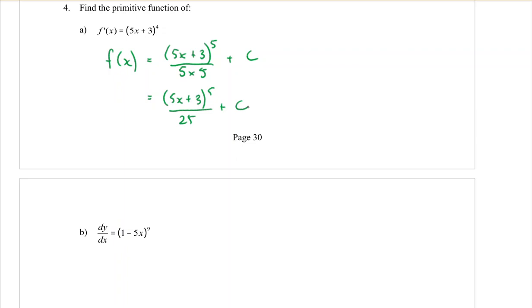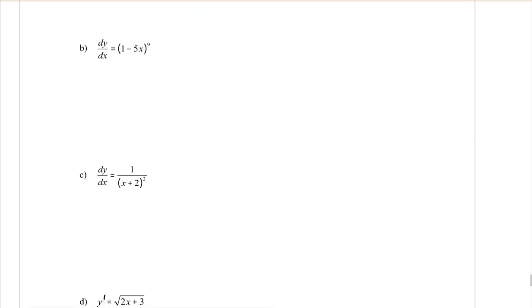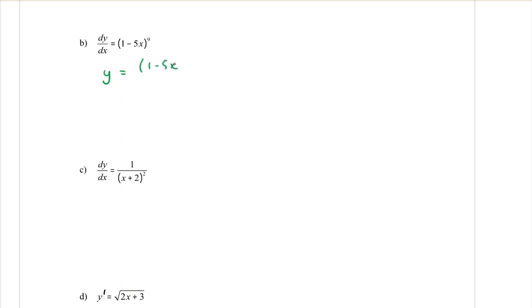Now remember, if at any time you were concerned that you had done it incorrectly, you could check it: you could differentiate it again and see if you got back to the same answer as what you started with. Part B, do it again. So you've got the brackets there, dy over dx, the primitive is going to be y equals. Keep the 1 minus 5x in the brackets. Add 1 to the power. Divide by the power and multiply by the derivative of the bracket, which is minus 5 plus c.